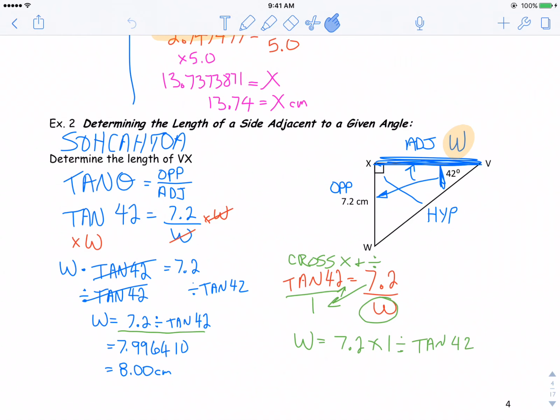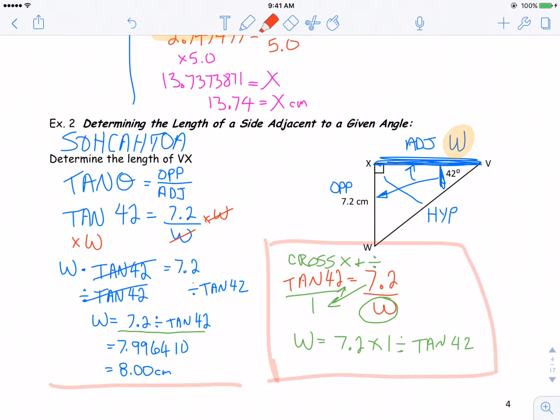So for those of you that want to see it, here is example 2 done in its entirety with 2 different ways to do it. One using proper math on the left hand side here, the other one using the cross multiply divide method on the right hand side here. You're going to have to pause the video here if you want to copy this down, because in about 3 seconds I'm going to erase it.